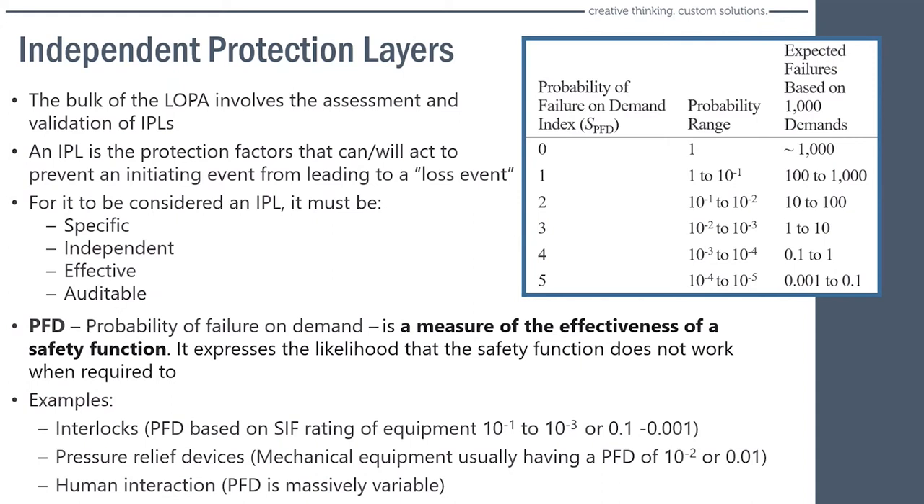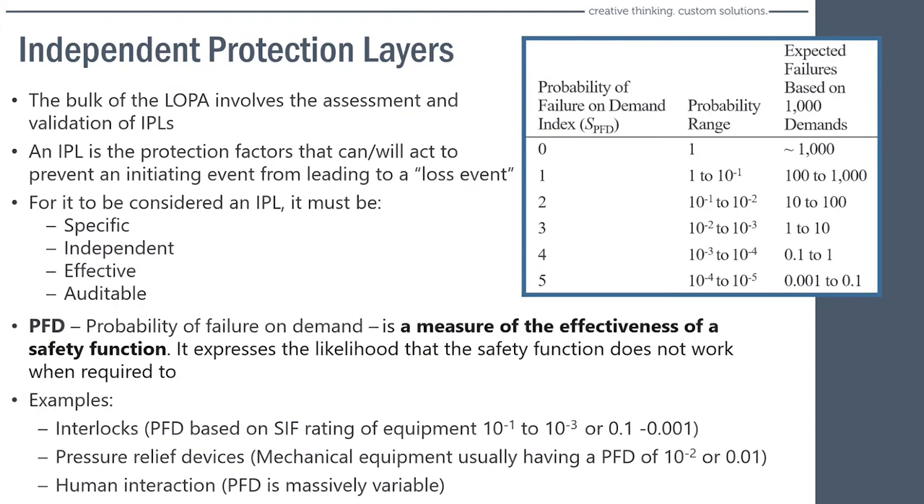Most people think, hey, those are pretty foolproof. Well, they are for the most part, but they have a failure rate about 1 in 100. And then human interaction, unfortunately, is probably the highest rate of failure. But again, we tend to rely on people the most. And again, you have to figure that into your independent protection layer calculations.